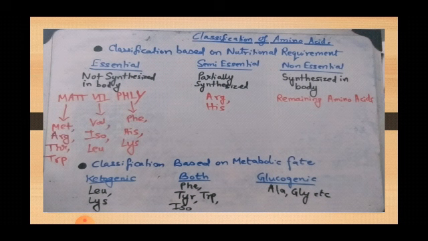Glucogenic amino acid examples are alanine, glycine, etc. Ketogenic examples are leucine and lysine. Leucine is an exclusively ketogenic amino acid, and also lysine. And both glucogenic and ketogenic are phenylalanine, tyrosine, tryptophan, isoleucine. So we have seen about the classification of amino acids in this video. This is all about the classification of amino acids.